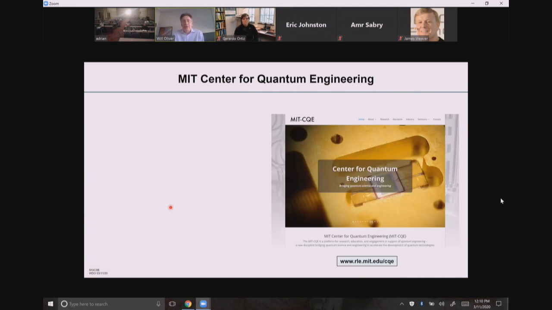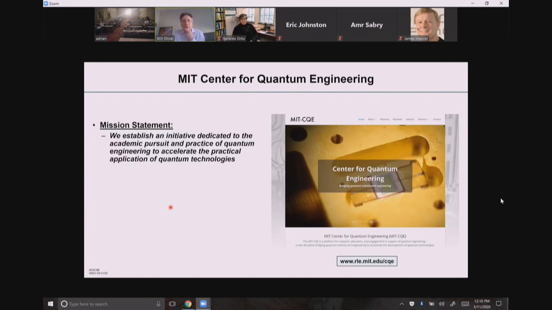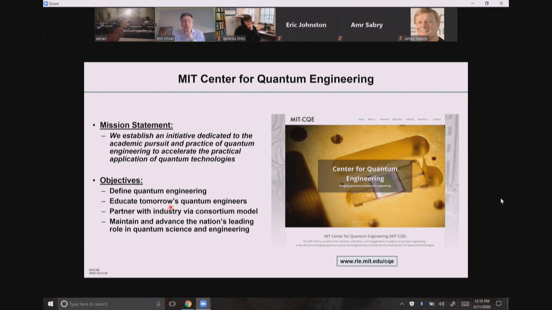So let me just highlight that. You can see our website here. The mission statement is straightforward. We want to establish this center dedicated to the academic pursuit and practice of quantum engineering to accelerate practical application. So of course, step one is defining what is quantum engineering and how are we going to educate tomorrow's quantum engineers. So is quantum engineering a new degree? Or is it a sub-discipline within electrical engineering or physics or some combination, right? What that is, we don't know.